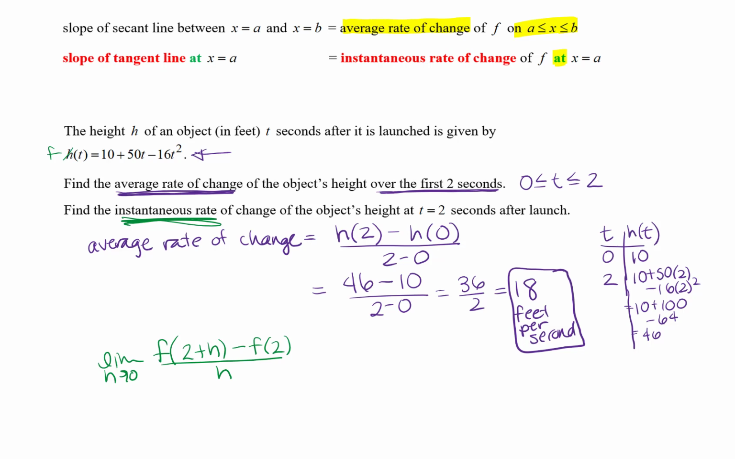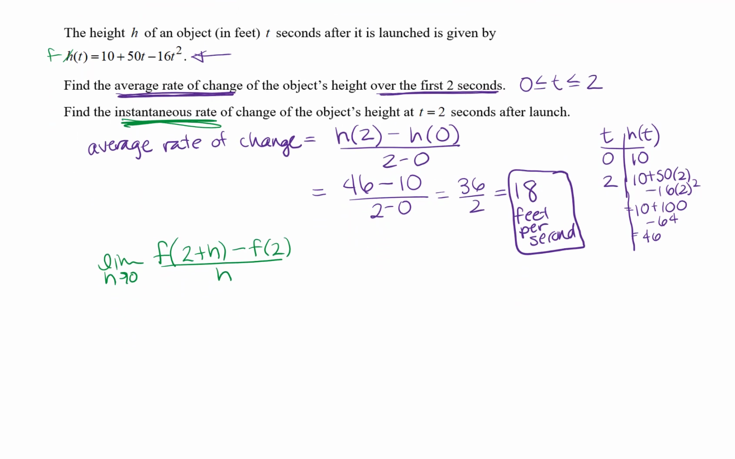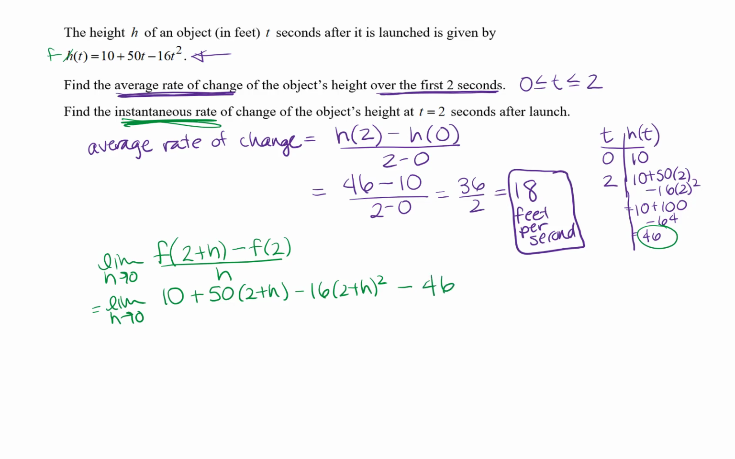Okay, so I'm going to have to scroll up so that I have enough room to do this, but we're basically just going to do the same thing that we did before. Okay, so limit as h approaches 0, put 2 plus h into the function in place of t. So 10 plus 50 times 2 plus h minus 16 times 2 plus h, the quantity squared, minus, all right, and then I need the function output when t equals 2. I think we have that over here from our table from before. So 46 all over h. Okay, and then we just need to do some algebra. I'm probably going to expect a lot of canceling to happen here.